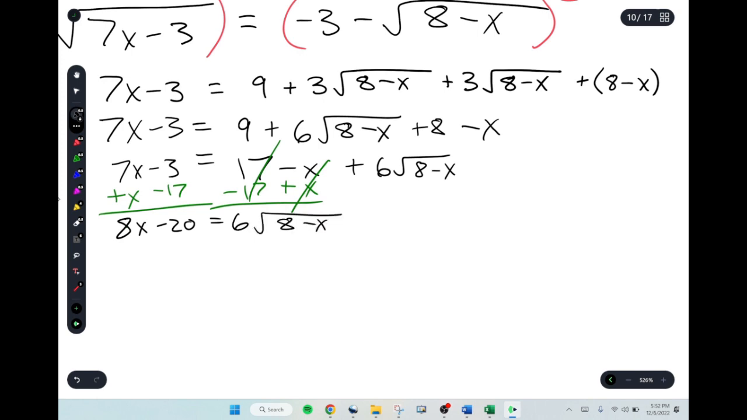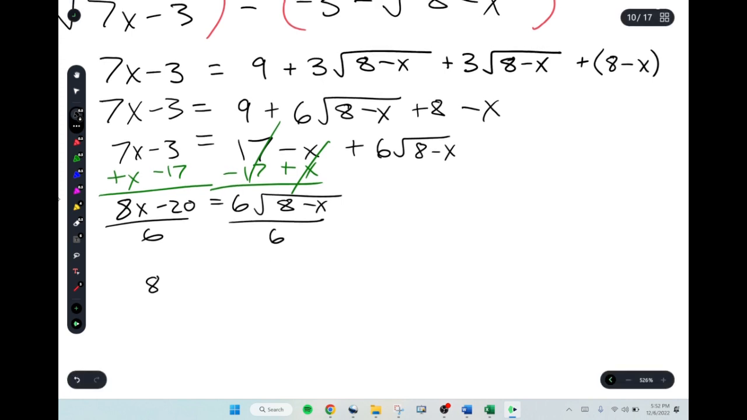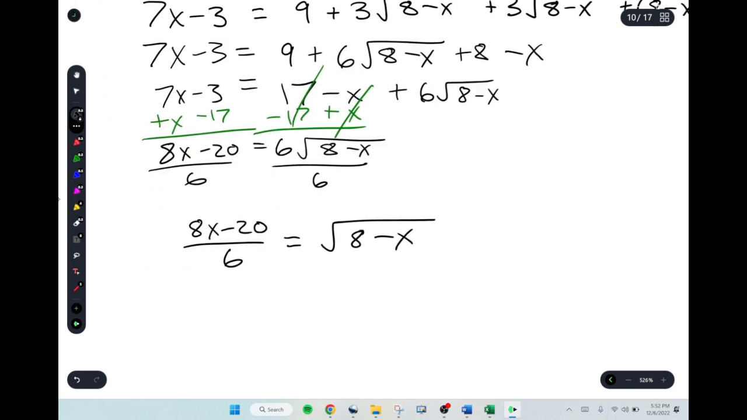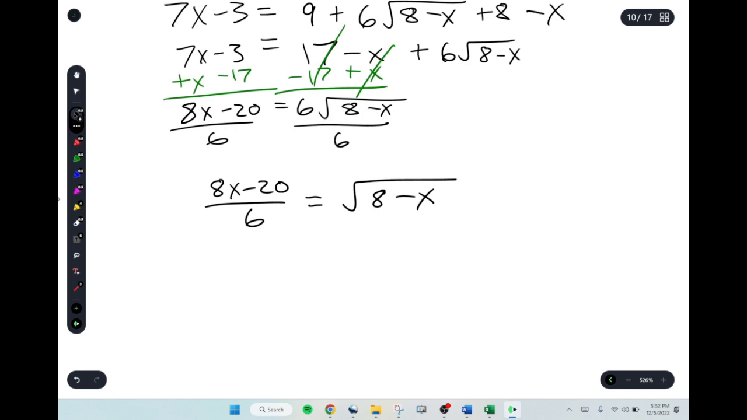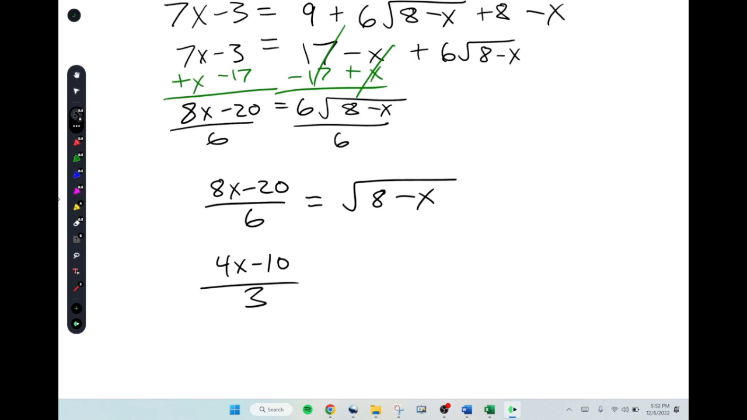Full disclosure, I made these numbers up. That's why they're ugly. Divide by 6. You get 8x minus 20 over 6, which is reducible for sure. I'm going to reduce that real quick. That's 4x minus, not 5, 10 over 3. Divided everything by 2. Equals... how do you get rid of square root?